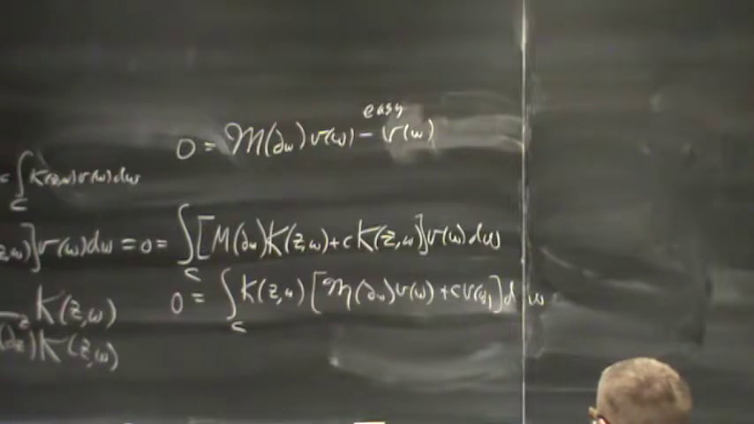I was just wondering, what did you do to get script M in? Oh, that's what happens when you integrate by parts. You integrate by parts to get all the derivatives off of K and onto V.